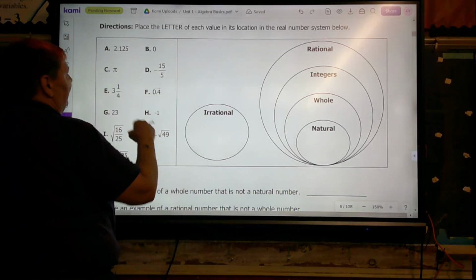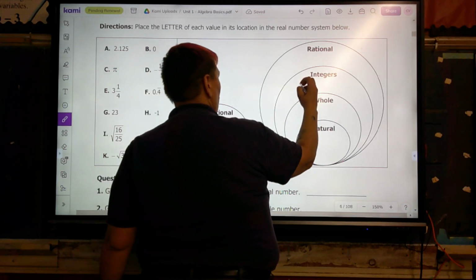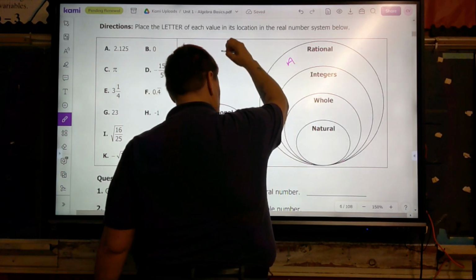A, 2.125. It's a decimal. So A is not natural or whole or an integer, but it is rational and it is real.